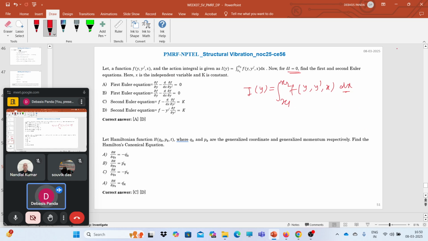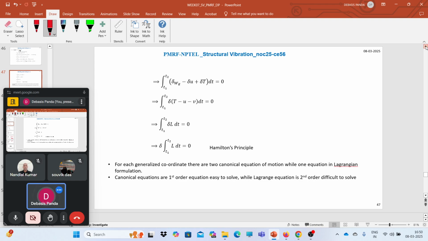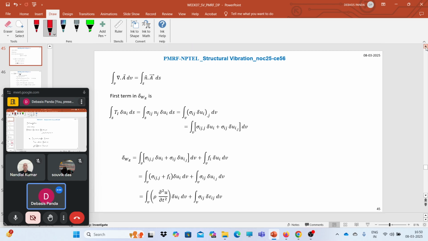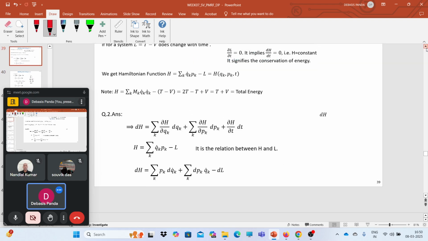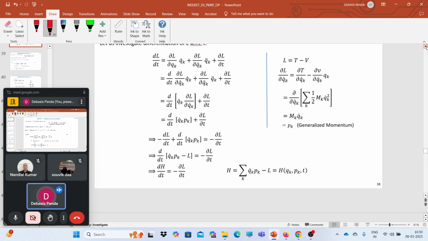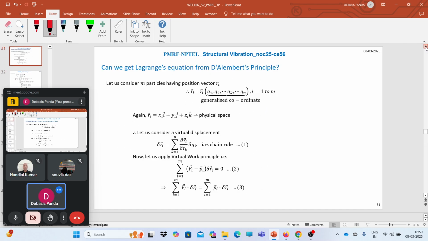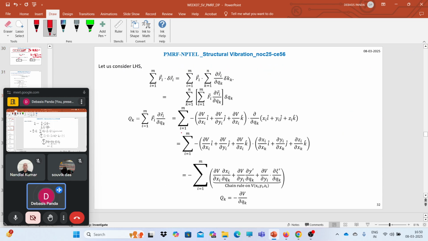Great. So a few times back we have derived these two equations, precisely the Euler first and second equations. This is the Euler's first equation, this is the Euler's second equation. So now go and choose the option correctly.